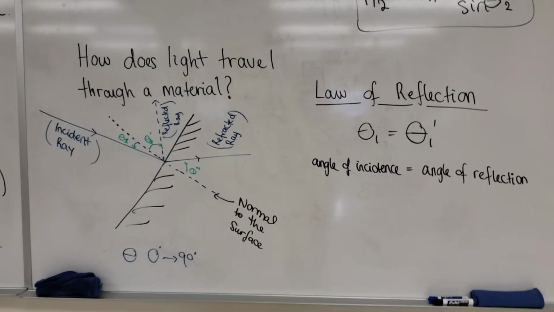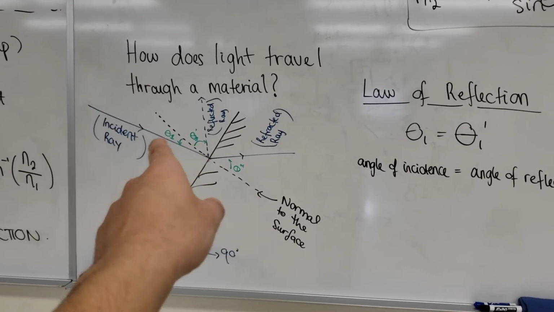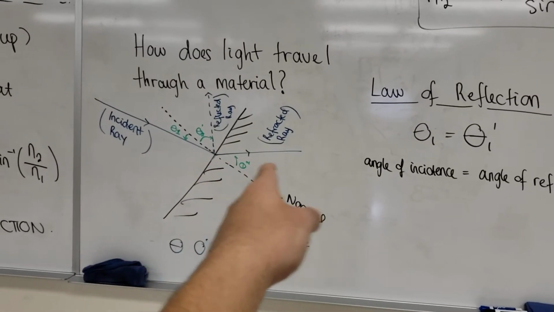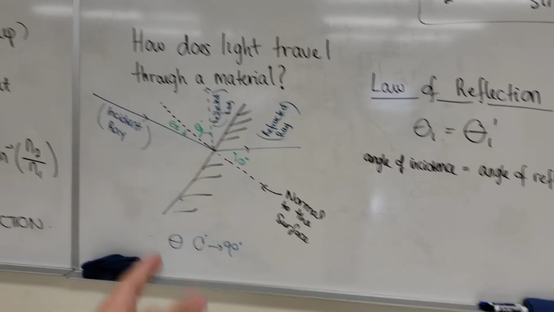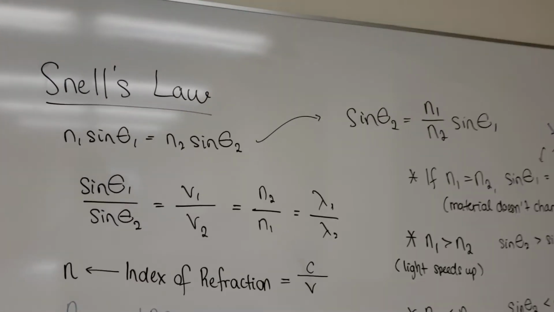The other law is a little more involved, so this gives us two. The first gives us what the angle of reflection is if we know the angle of incidence. What about this other angle, this angle of refraction or angle of transmittance? What is that going to be? That's what Snell's law tells us, okay?